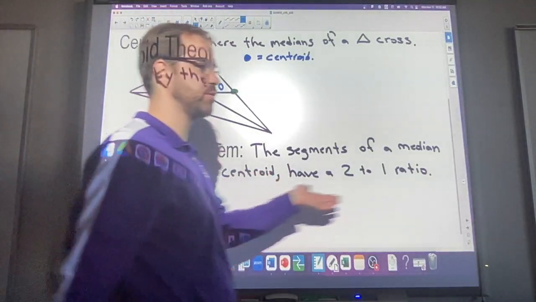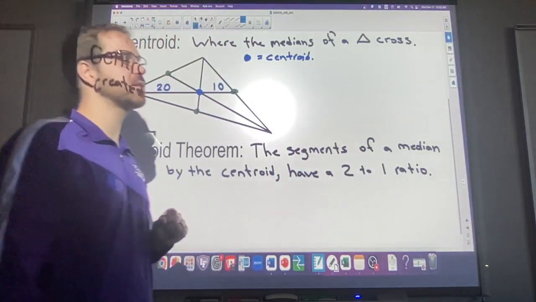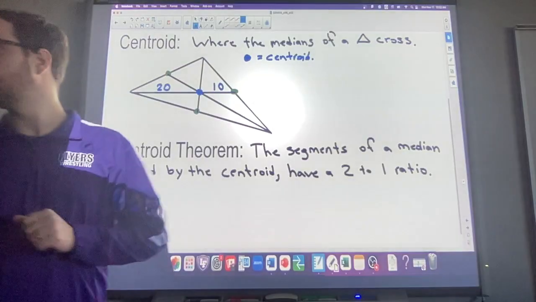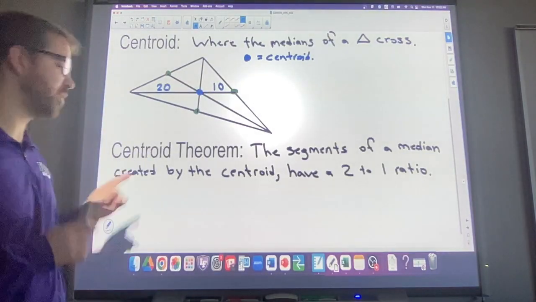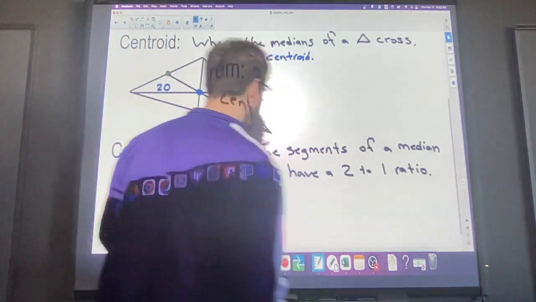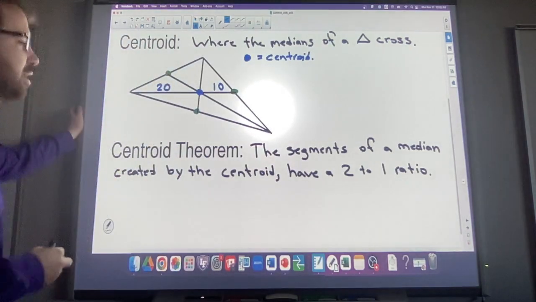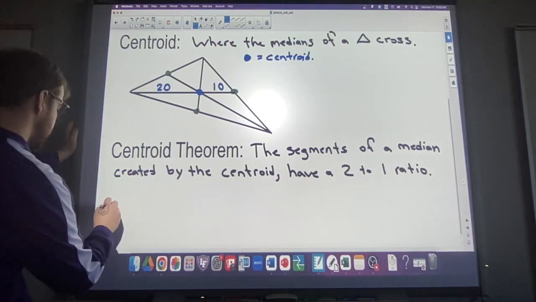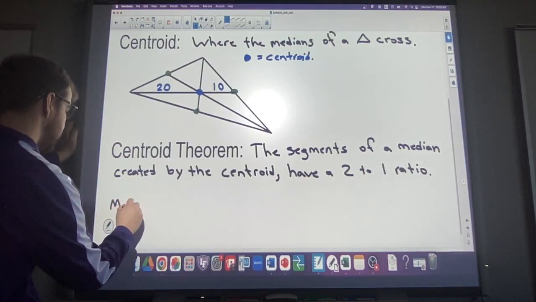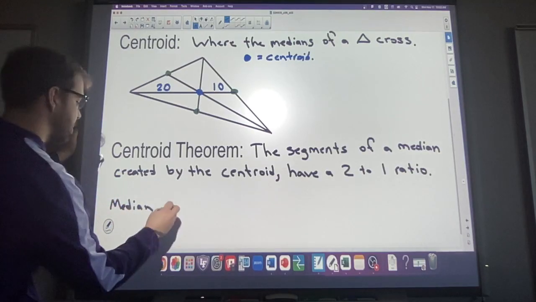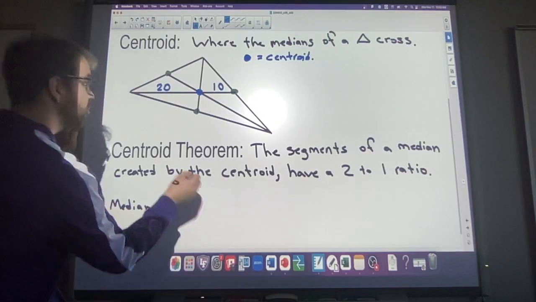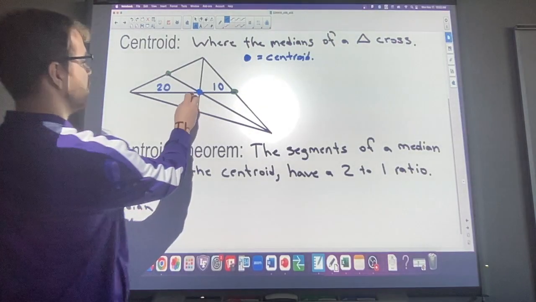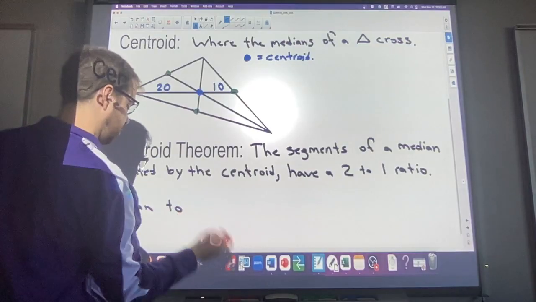Okay, now, what you need to understand is your textbook doesn't phrase it like this. I think this is more useful, but your textbook is going to phrase it as 2/3. Let me explain why, okay? The reason why is you could also say it like this. The median, so this is another way you can say it. The median, so the full median to the centroid to vertex.